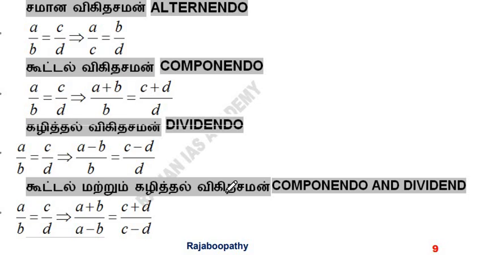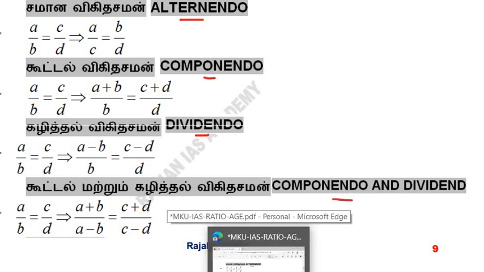So these are the rules. Alterando, componendo, dividendo, and componendo and dividendo. Just note down these rules. These rules are very useful, especially to simplify a fraction. Whenever there are ratio problems, sometimes a ratio problem can be answered using a trick or shortcut. It helps.